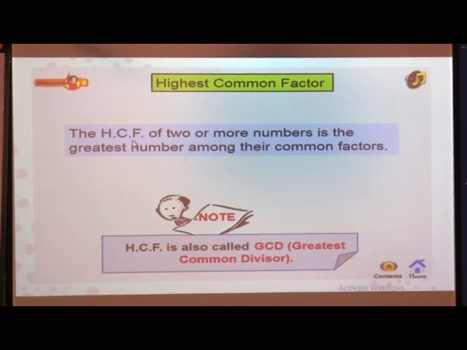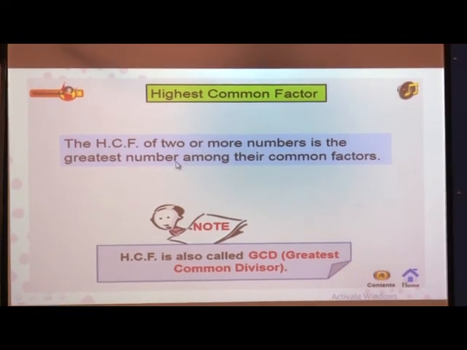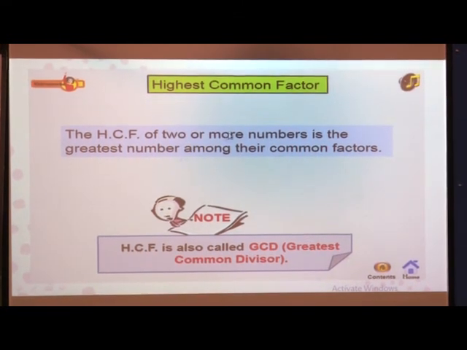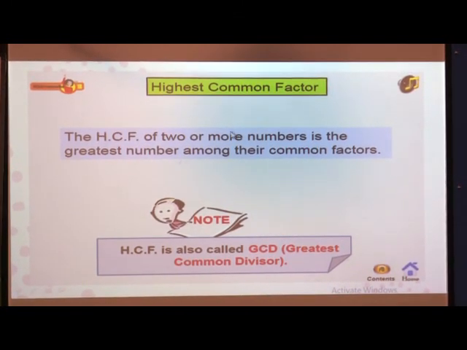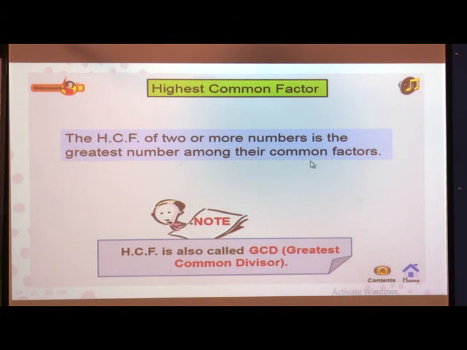The HCF of 2 or more numbers is the greatest among their common factors. When we are finding the HCF, we need to have 2 or more numbers, then find the common factors and then the highest among the common factors.